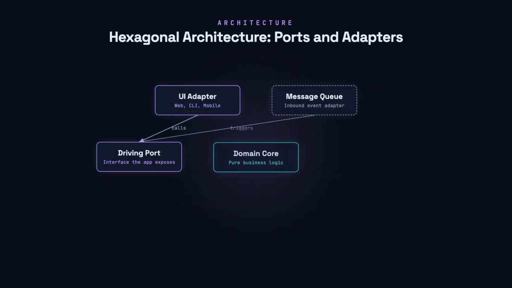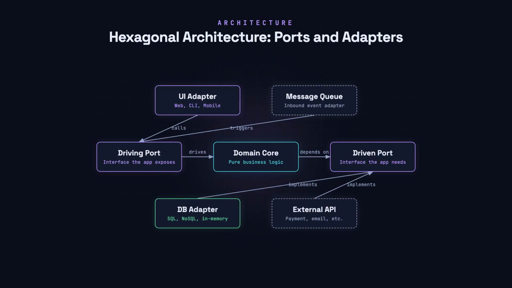Here is the structure. The domain core sits in the center and contains nothing but pure business logic. No framework imports, no database drivers. Around it are two kinds of ports. Driving ports on the left are interfaces the core exposes so that callers like a web UI or a message queue can trigger it. Driven ports on the right are interfaces the core declares that it needs, for example, a way to save an order without knowing what fulfills them. Adapters on the outside implement those interfaces, wiring real technology to the abstract ports. Crucially, every dependency arrow points inward toward the core.